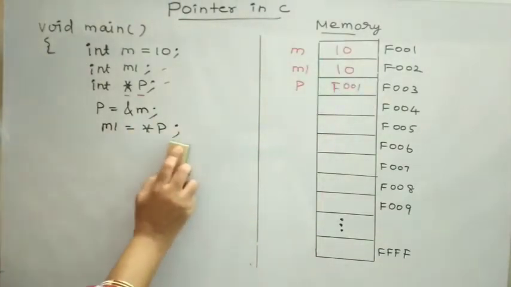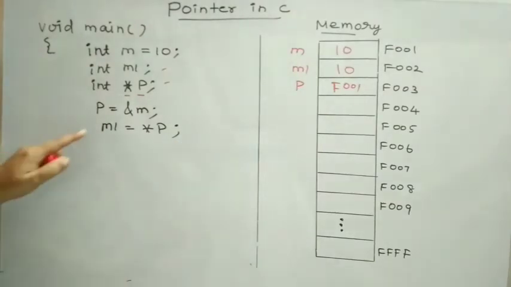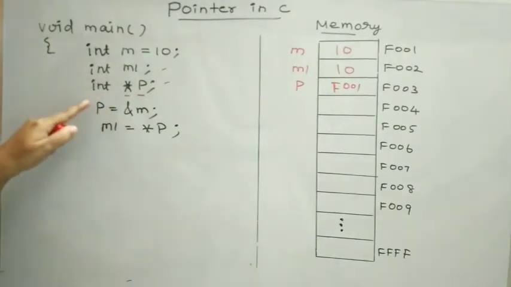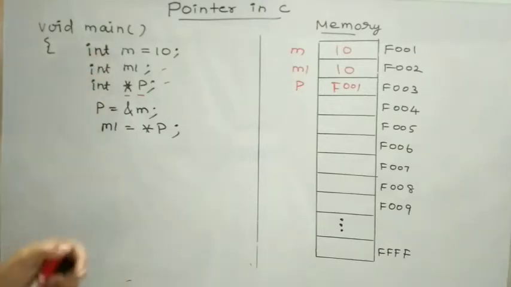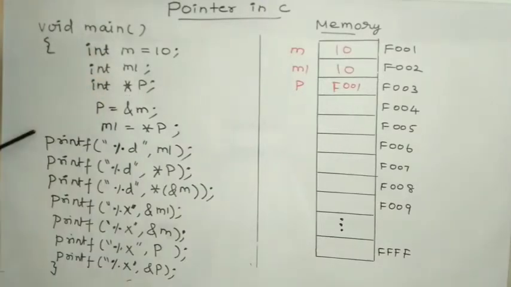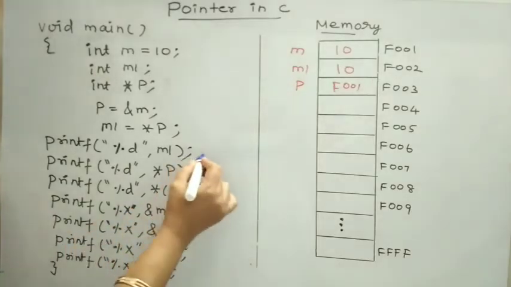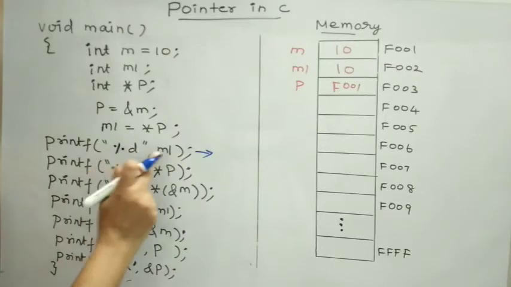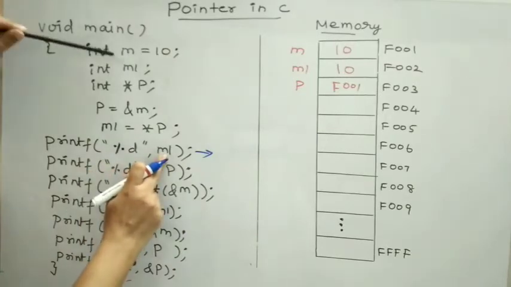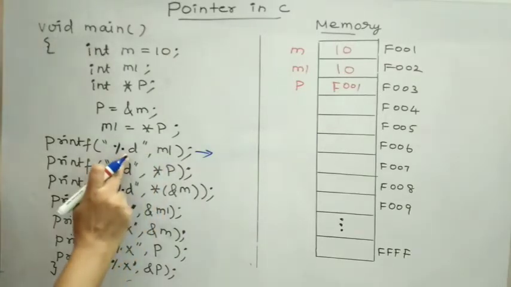And then I am going to write printf statements to print the memory addresses and values of m and m1. If these output statements are executed, let me check what our output would be. Take this first printf statement. It prints the value of m1. m1 is an integer variable, so I have used this control string %d.